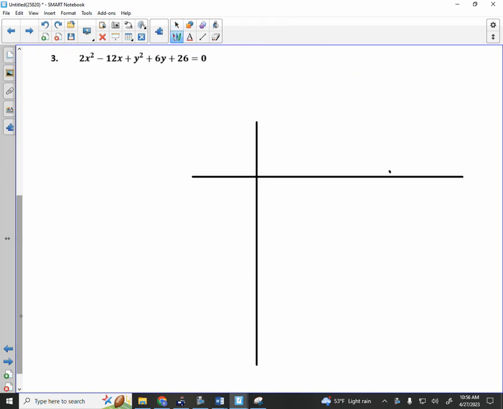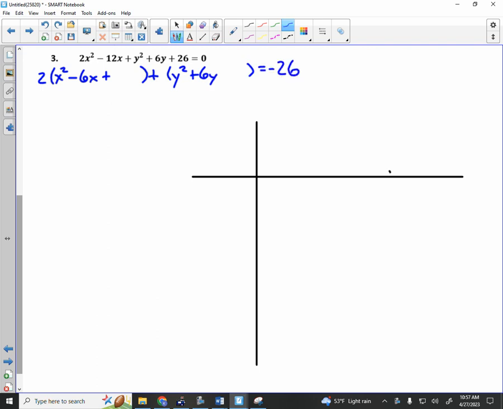Last one, what shape? Ellipse, how do you know? Don't say because it's the only one we haven't done. Yep, one's positive and the other one's positive. So I'm going to factor out a 2 to get x squared minus 6x plus something. And then, is there anything to factor out of the y's? So I'll just write y squared plus 6y. And then I'm going to put the 26 over on the other side, make it negative 26.